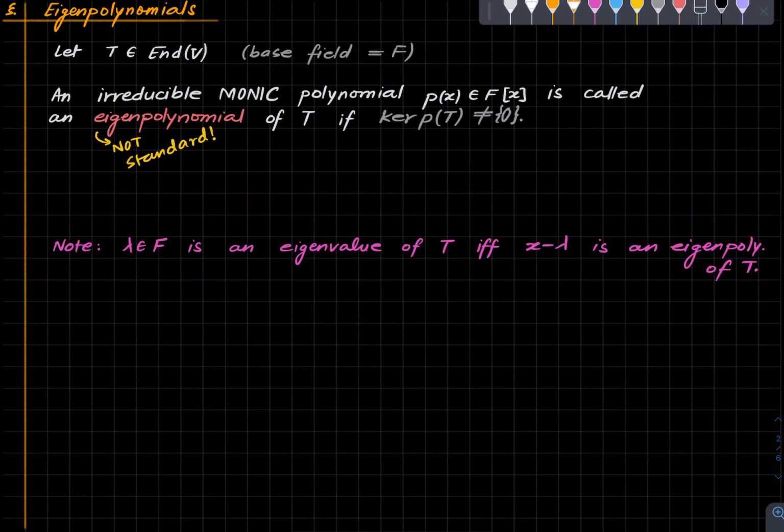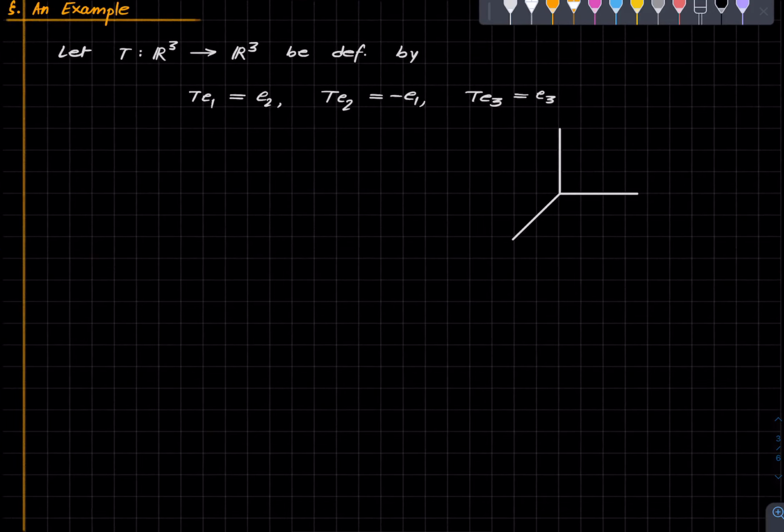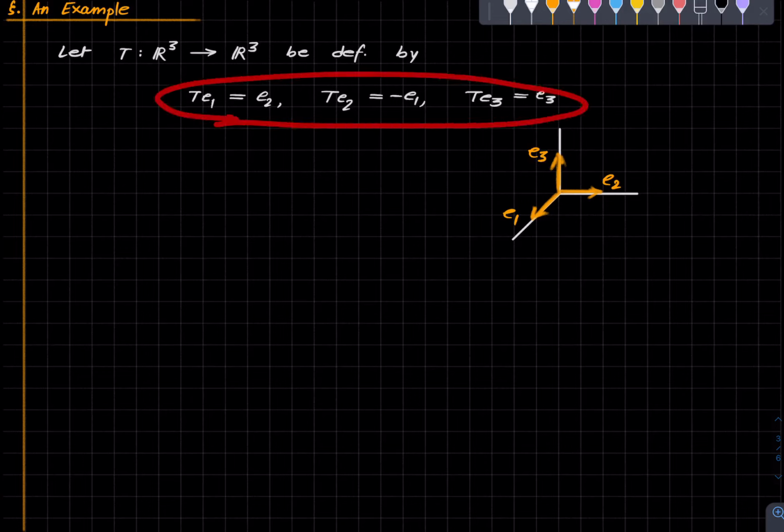Okay, so let's see an example. It's a somewhat lazy example, but it is what it is. So define an endomorphism of R3. The base field is R. We define an endomorphism of R3 via this equation, where E1, E2 and E3 are the standard basis vectors. So this is E1, that is E2, and the third one is E3. These are the three standard basis vectors of R3, and this is how the endomorphism behaves.